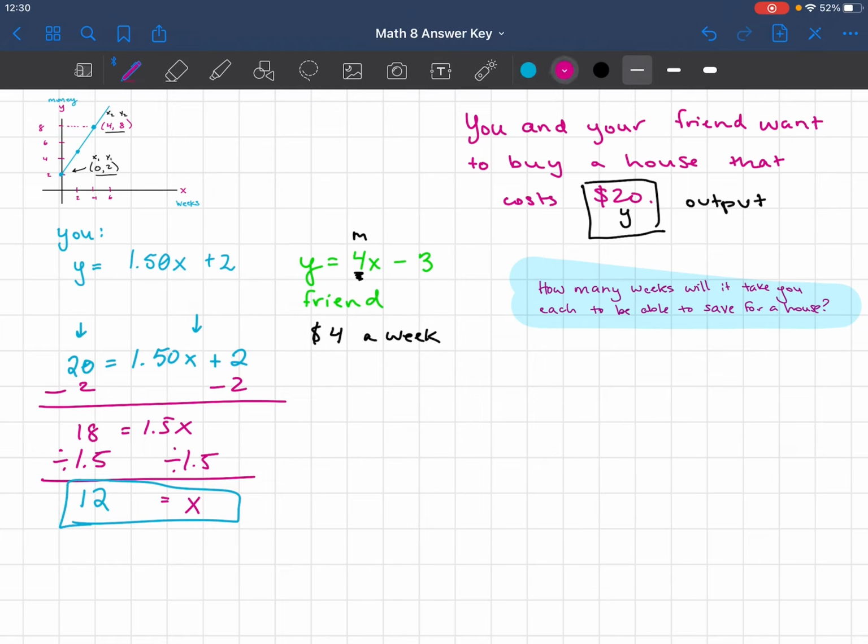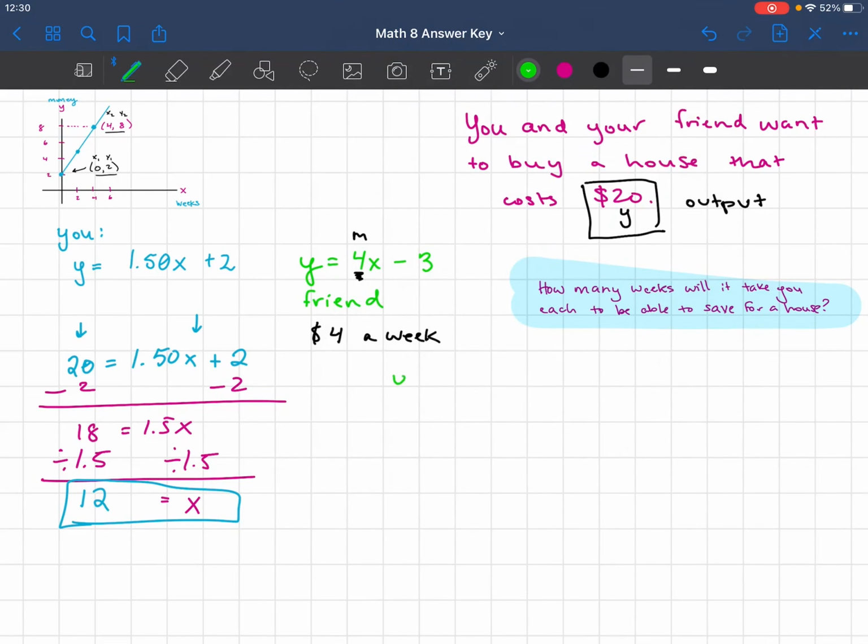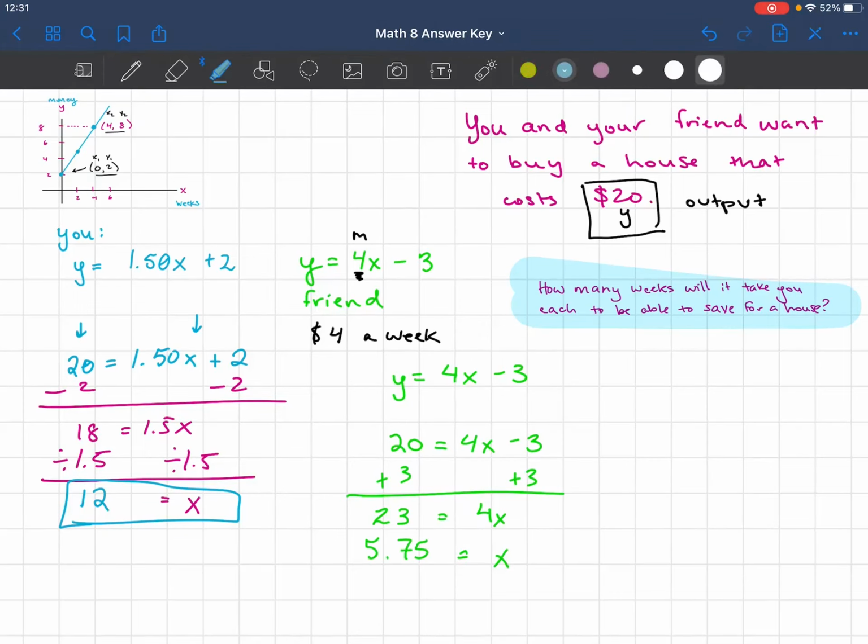Let's do the same thing now for your friend. Your friend's equation is y is equal to 4x minus 3. We need to do the exact same thing and say, same output, let's find what x is for your friend. So you can see I've plugged in 20 again on the left for y, just like I did with the equation over here. Now I can simply solve, and you will get x is equal to 5.75. So from this, you can see that your friend will take 5.75 weeks to save for $20, while it will take you 12.